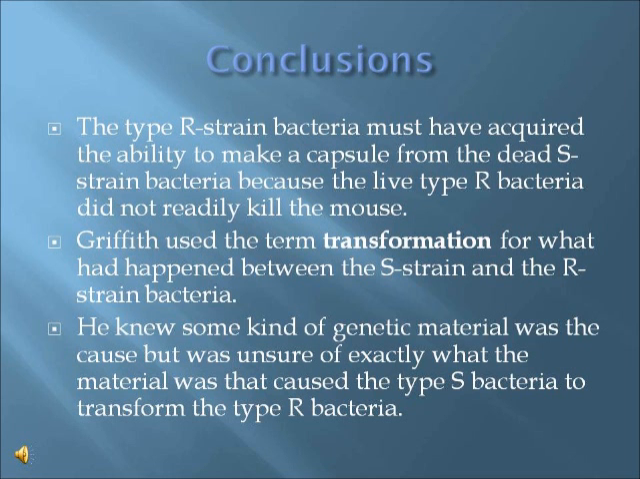From this experiment, Griffith was able to come up with a few conclusions. The type R strain bacteria must have acquired the ability to make a capsule from the dead S strain bacteria, because the live type R bacteria did not kill the mouse. Griffith used the term transformation for what had happened between the S strain and the R strain bacteria. He knew that a genetic material was the cause, but was unsure of the exact material that caused the type S bacteria to transform the type R bacteria.